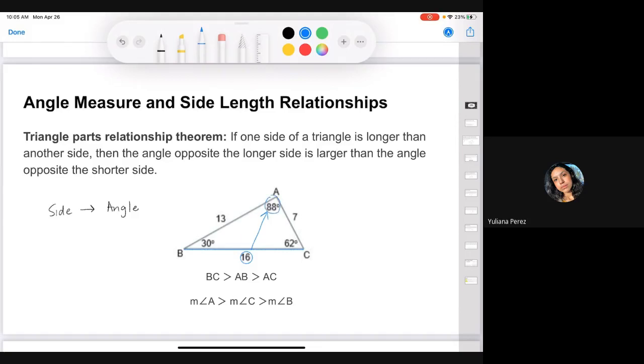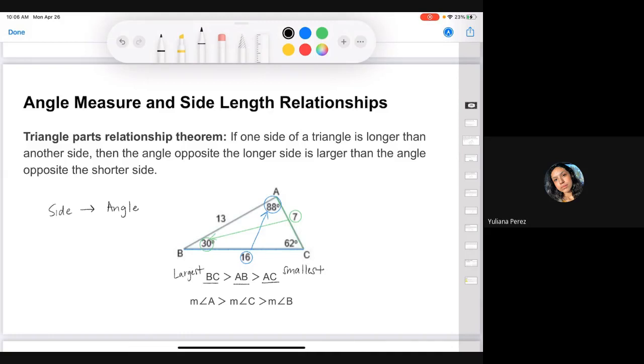And so obviously 88 is larger than 62 or 30. But it also tells us that opposite the smallest side, 7, is going to be the smallest angle, 30 in this instance. So opposite the longer side is the largest angle, and opposite the shortest side is the smallest angle. Based on this information, we can rank these different angles and sides. Here we're going from largest to smallest. We've identified that BC is our longest side and AC is our smallest side, leaving our last side, AB, to be the middle.